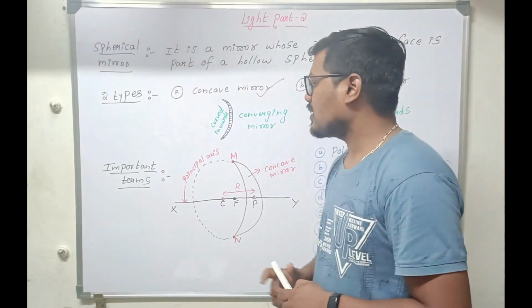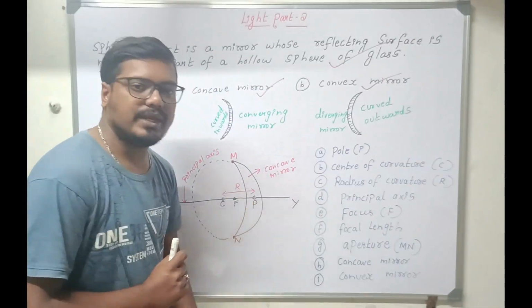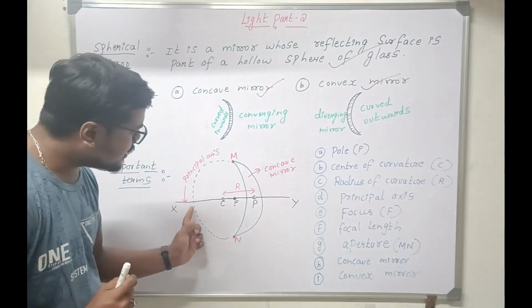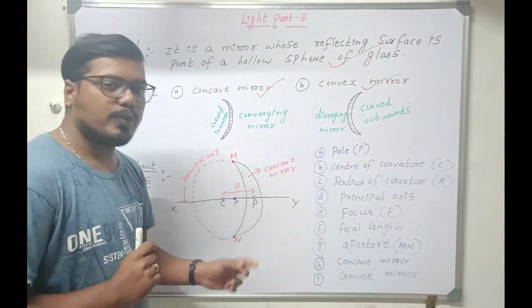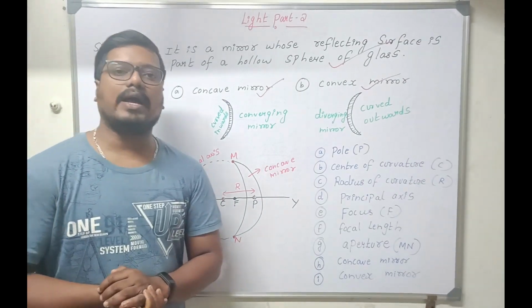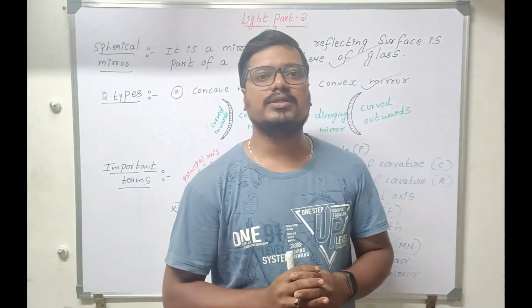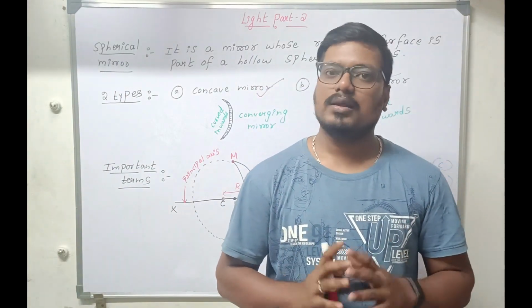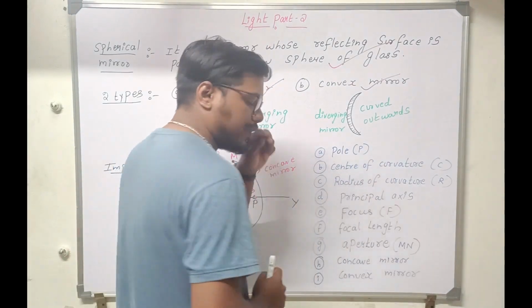Okay. Next, we have an imaginary line which is passing through C and P. Can you check that? An imaginary line passing through C, the center of curvature, and the pole is called the principal axis. What is principal axis? An imaginary line passing through C and P. Got my point? Next, we're going to learn about radius of curvature.